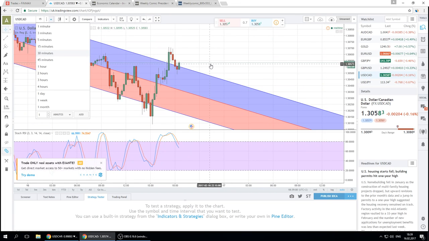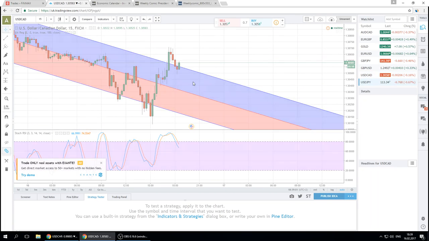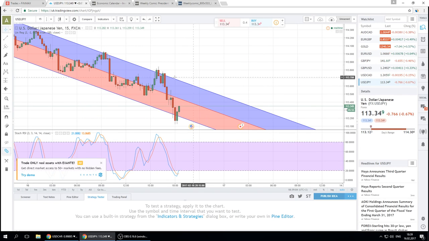Ahead of Trump's speech, the market is not certain. Okay, so on USD JPY we also have a pretty good situation. You see that the prices had broken through the lower line of our trend, and they started to go up. It is also proved by the results that we see here on this indicator.